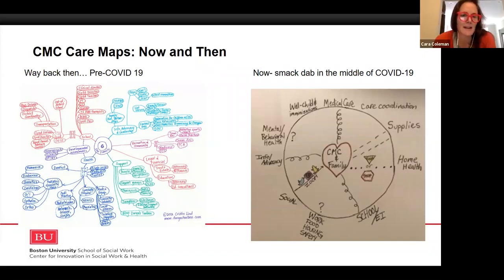Thanks, Meg. Hi, everybody. First, I'm going to have to ask for no laughing at the image on the right.